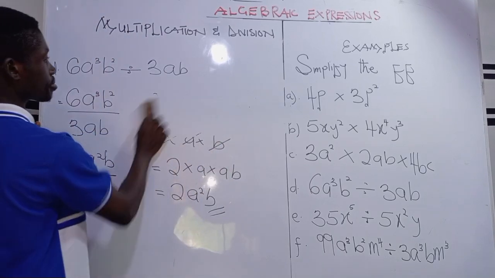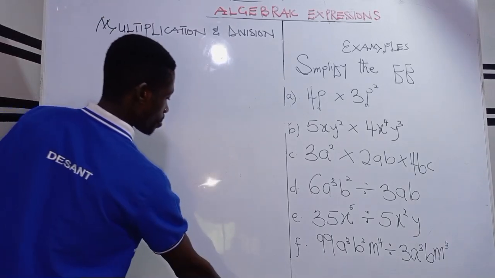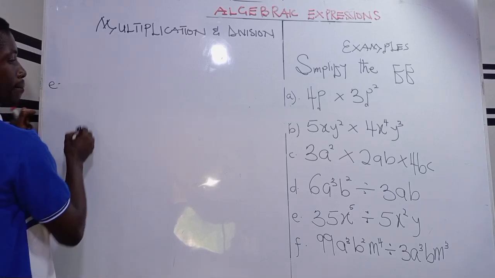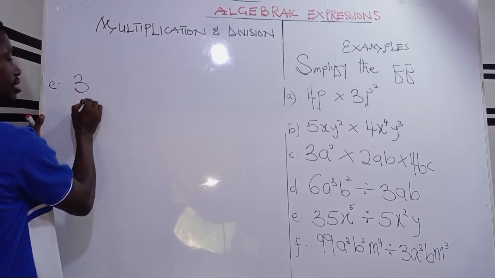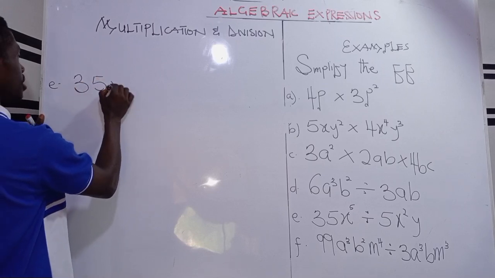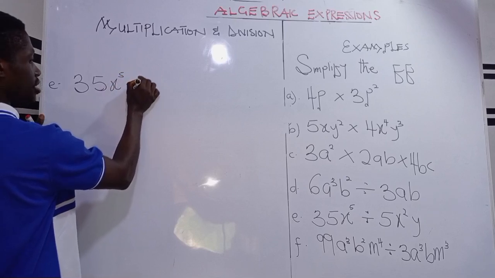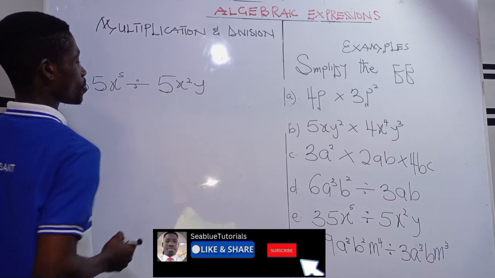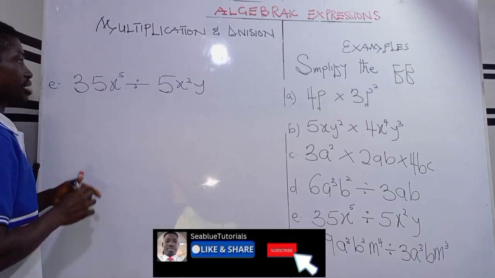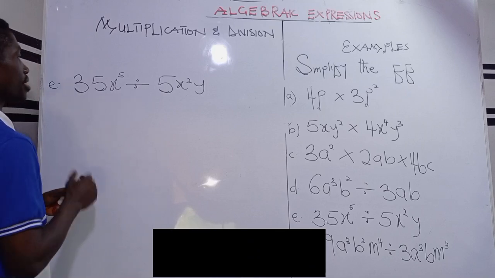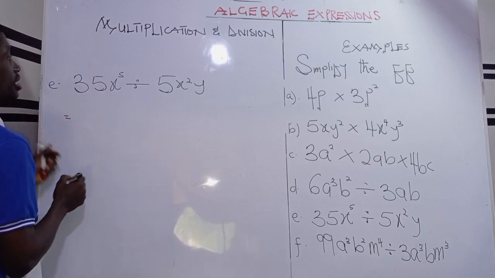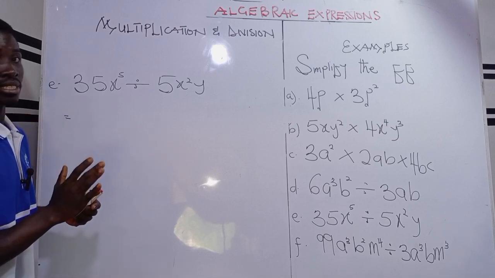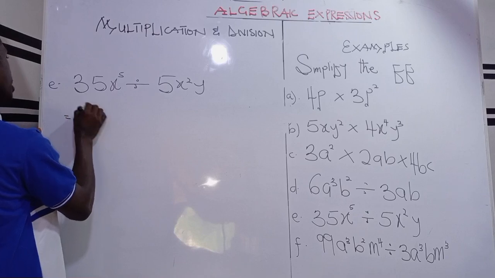Example E. You can pause the video, you try your hands on it. So we have example E. We have 35x power 5 divided by 5x squared and then y. We have to divide these numbers together. Okay, we have to divide them. So what we are going to do is that we are going to divide the numbers and then we divide the same letters. So we are going to rewrite this.